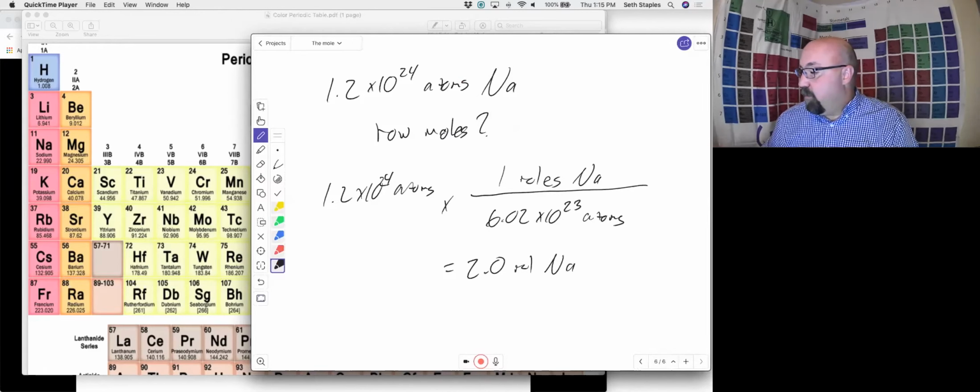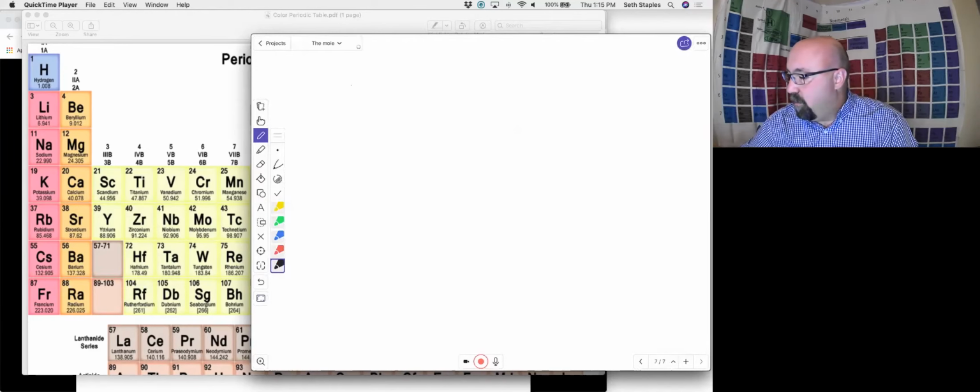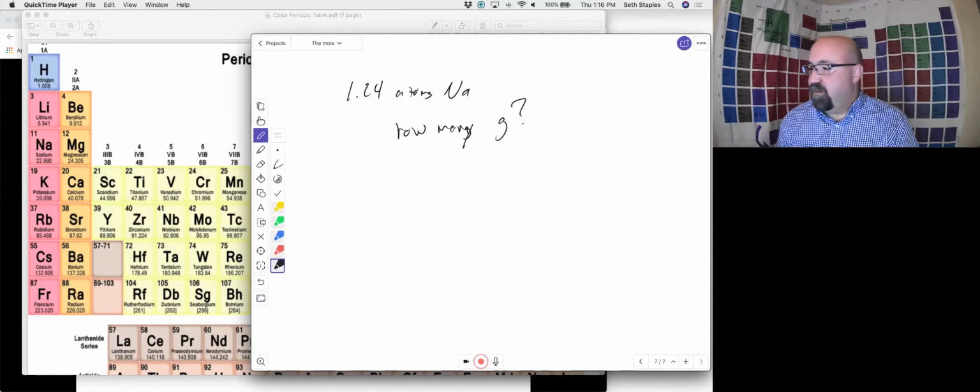You could even go, let's say we wanted to go further with this one. We'll use our same example, but with 1.24 atoms of sodium, and we want to know how many grams that is. Just take the conversion factors further. Sorry, let me back up. Not 1.24 atoms, because that's a ridiculously small amount. 1.24 times 10 to the 24th. Forgot that very important factor there.